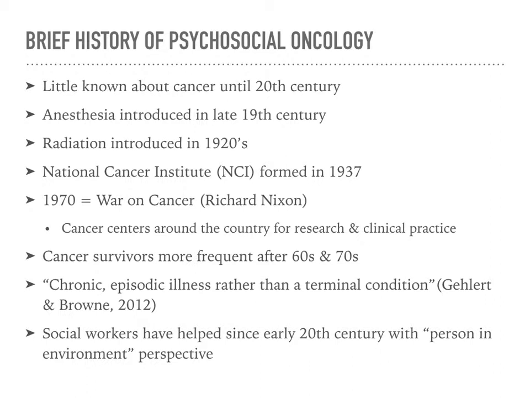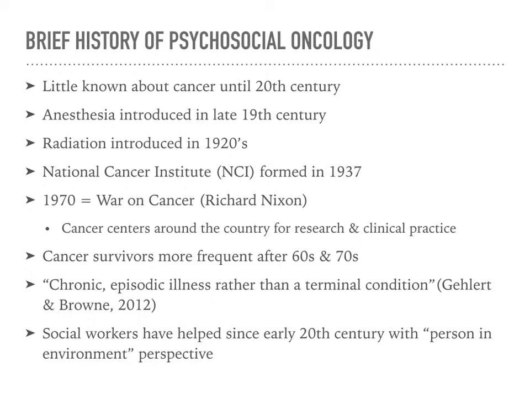And then in the 1920s, radiation was introduced, which helped to effectively shrink some tumors and was used in conjunction with surgery. And then as we became more knowledgeable about cancer, the National Cancer Institute was formed in 1937. And finally, in 1970, Richard Nixon pronounced a war on cancer, and then there were cancer centers popping up around the country for research and clinical practice, which greatly expanded the knowledge base as well.